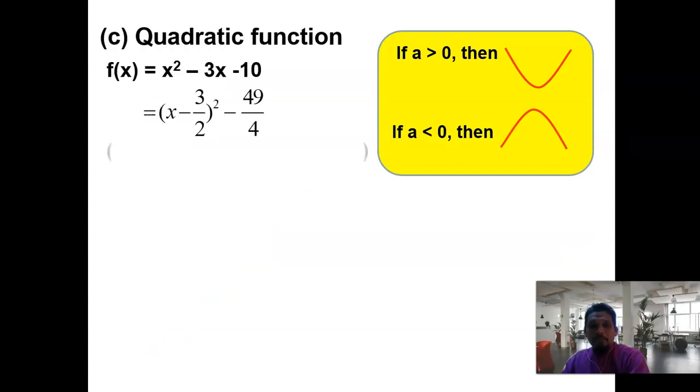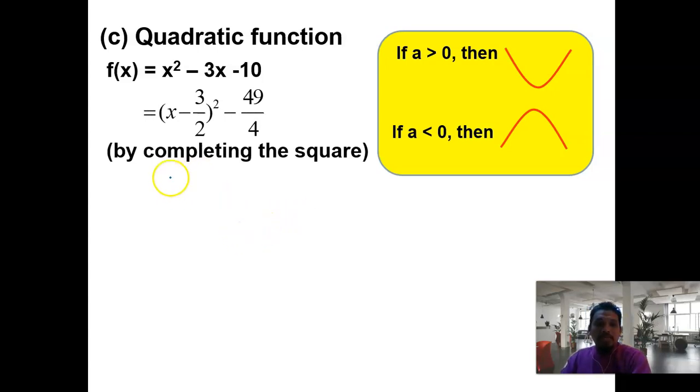Quadratic function. Let's say x squared minus 3x minus 10. By completing the square, then you get this here. I do hope that all of you still remember the process of completing the square. Never mind, we'll talk about that in the videos.